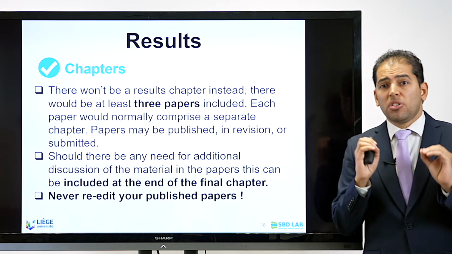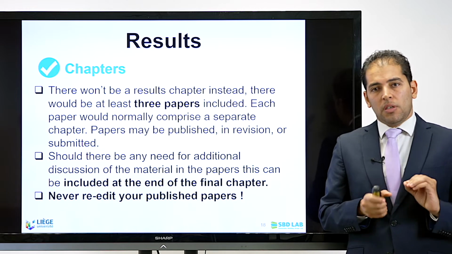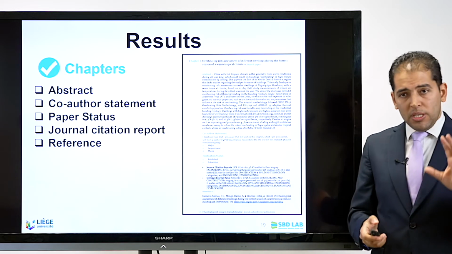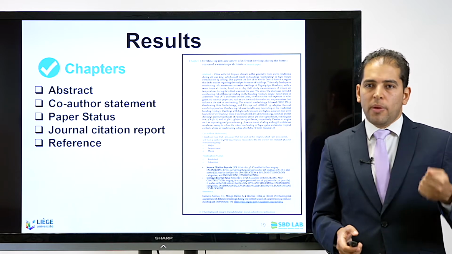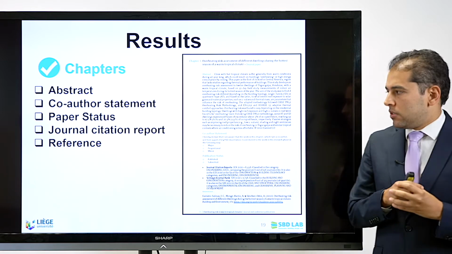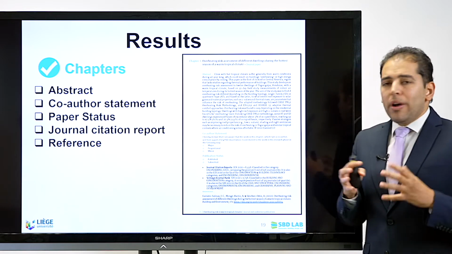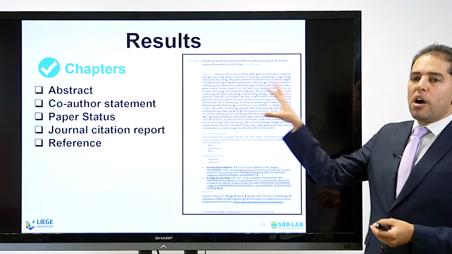And this is the most frustrating thing that can happen to any young researcher writing his or her PhD. So be consistent and be firm, and you need to resist that, and you need to explain to people that in article-based, we don't re-edit the articles. Now, how can I put my article in this chapter? Actually, you need to always have a cover page.